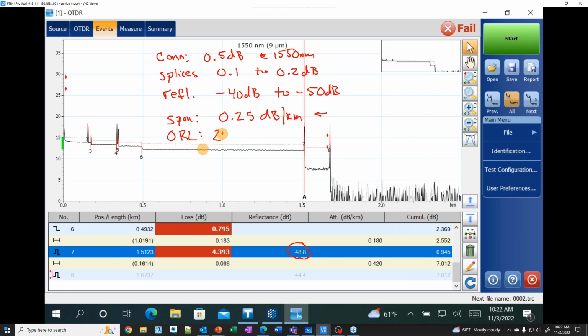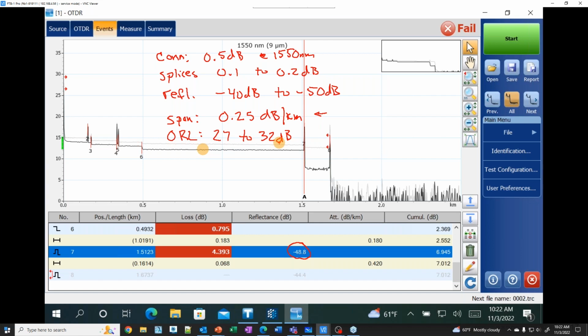And most companies are between 27 to 32. 27 is an old OC192 spec, so I don't see that near as often. It's usually 28 or better. If you're from the video world, 32. 32 dB is what it was.